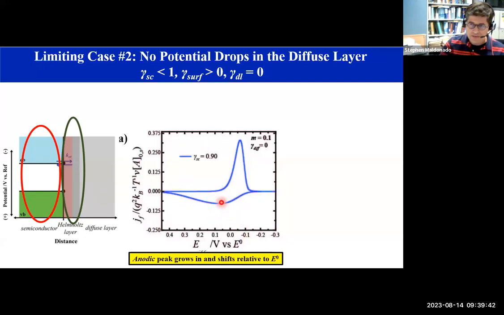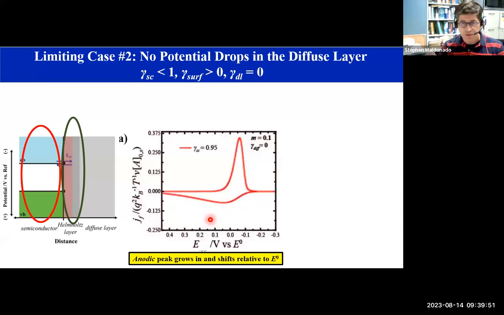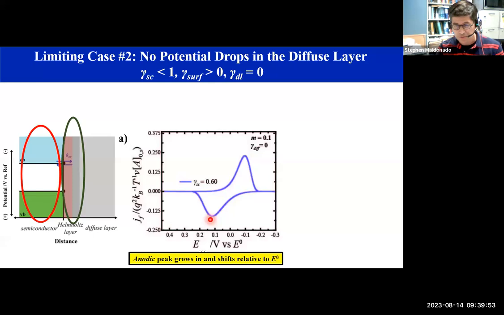That specifically means that this anodic peak is growing in. It's not because the chemistry in itself has changed. There's nothing about the molecules that we're assuming is changing. It's just how the potential is being distributed because of how you're doing the experiment.